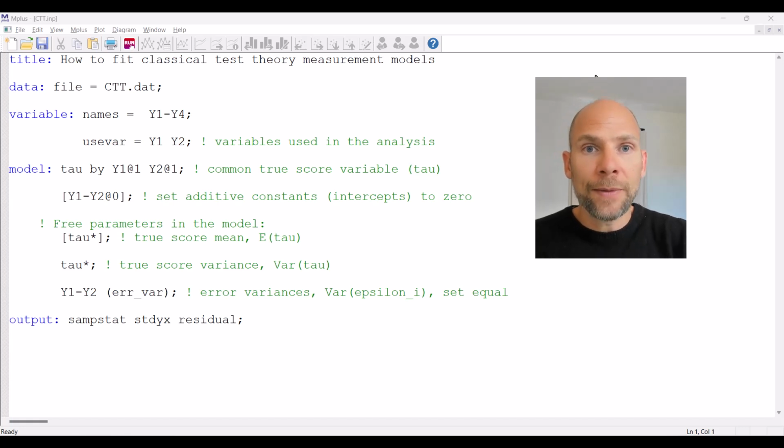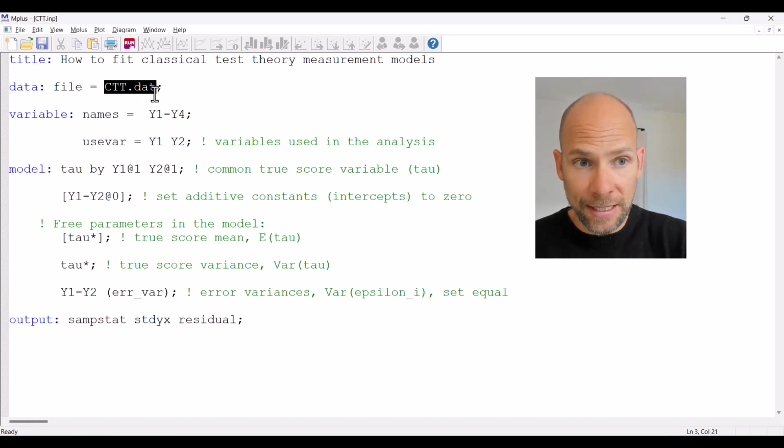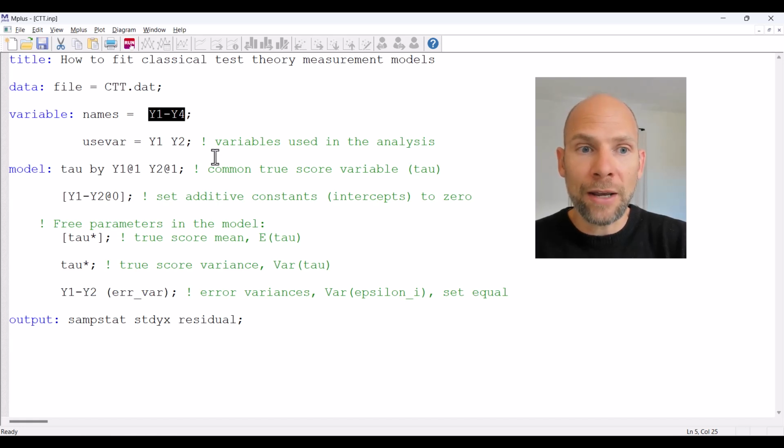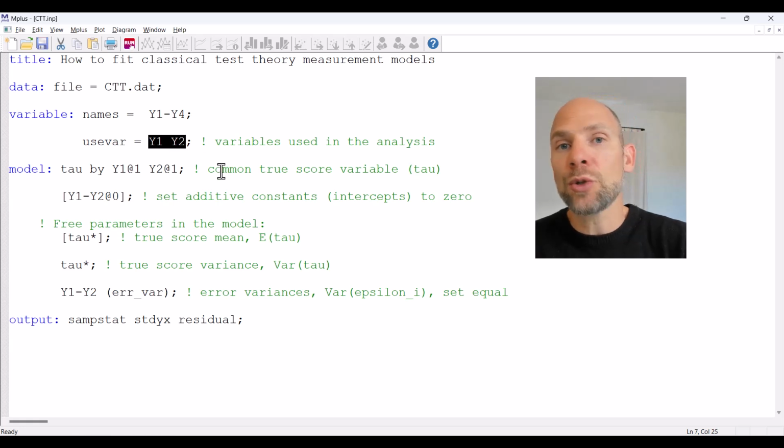So let's go take a look at the syntax here. You can see in my example data file ctt.dat I have four variables y1 through y4, and here for the strictly parallel model I'm going to focus on just two variables to show you that even with just two test score variables, a model of strictly parallel tests can already be identified and leads to an over-identified confirmatory factor analysis model.